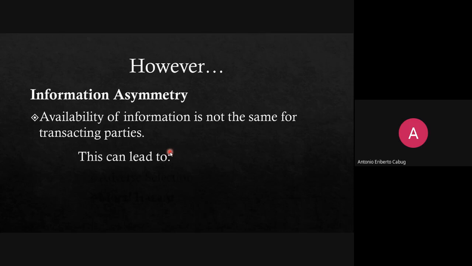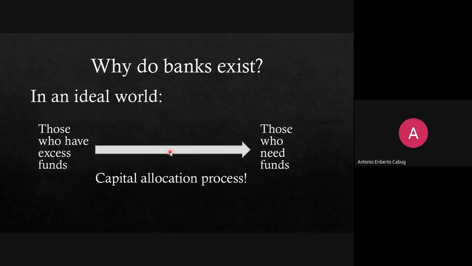This can lead to two things. This can lead to, number one, adverse selection. Number two, moral hazard. Let me repeat. In the capital allocation process, ideally, those who have excess funds, the money will come from them, person A, to those who need the funds because they know what to do with the money, person B. Okay? The problem is, person B knows him or herself more than person A knows him or her. Person B has an idea whether he or she knows how to manage the money. Person A doesn't know who person B really is.